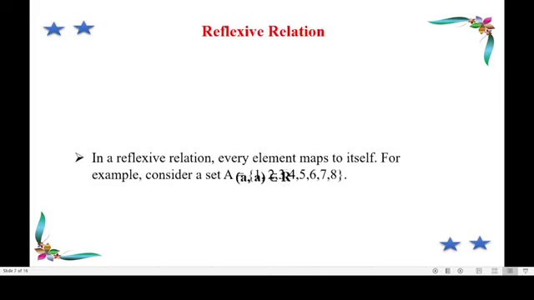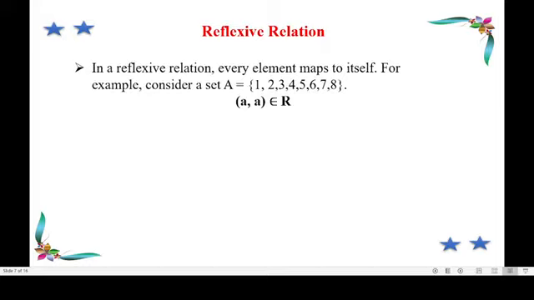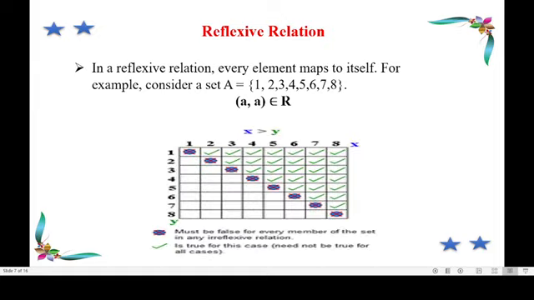Next, let us consider reflexive relation. In a reflexive relation, every element maps to itself. For example, A equal to {1, 2, ...}, so (a, a) belongs to R. This is the example. X greater than Y shows it like that.